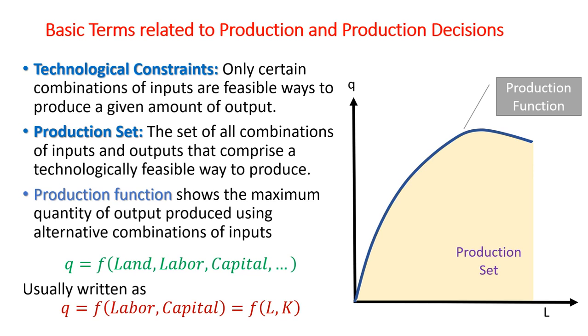Mathematically, we represent the production function as shown, and usually for simplicity, it is written like this. That is, taking only two factors into consideration at a time and assuming that the others behave in a similar way.